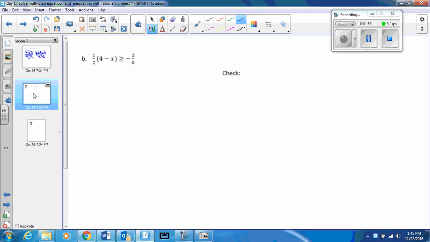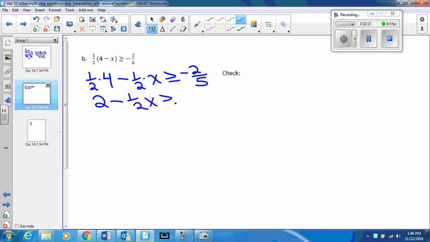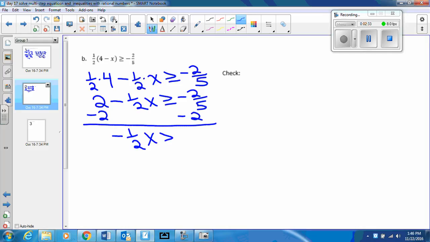Looking at our next problem, 1/2 times 4 minus x is greater than or equal to negative 2/5. I would first start by distributing the 1/2. So 1/2 times 4 minus 1/2 times x is greater than or equal to negative 2/5. Now multiply it out. Half of 4 is 2 minus 1/2 x is greater than or equal to negative 2/5. Now I would do my inverse work, subtract 2 from both sides. Negative 1/2 x is greater than or equal to negative 2 2/5. And now I would divide by negative 1/2.